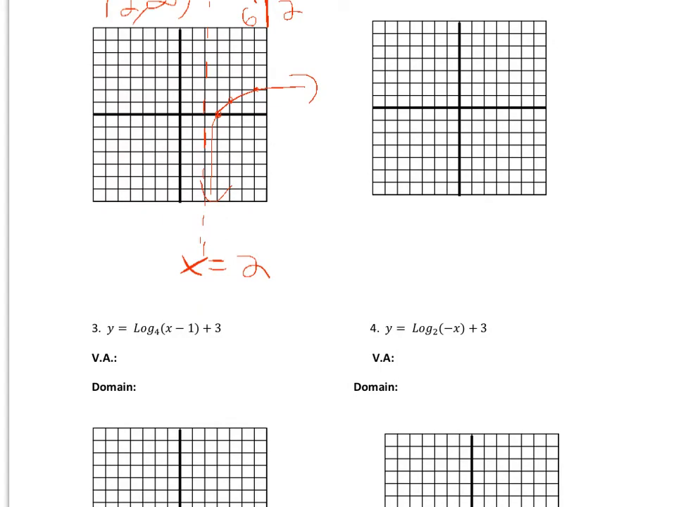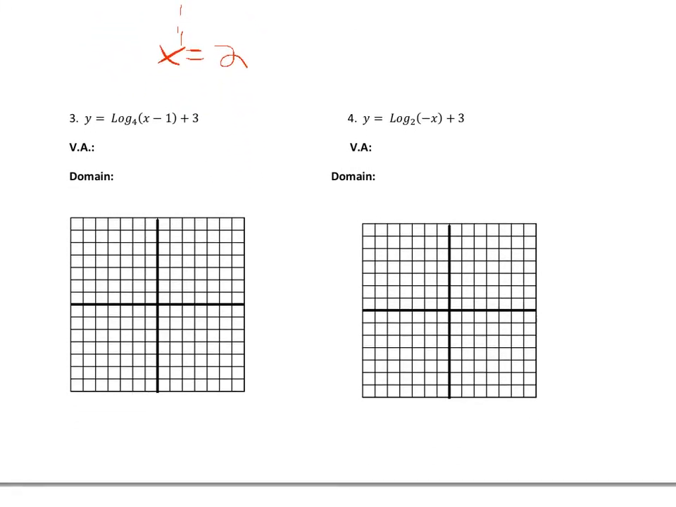All right, let's do number 3. As I said, number 3, we have both a horizontal and a vertical shift. First thing we could figure out, the horizontal shift gives us the VA. So if you set that x minus 1 equal to 0, x equals 1 is going to be the VA. So let's do this, x equals 1. So there's the VA. Now let's make a little xy chart.